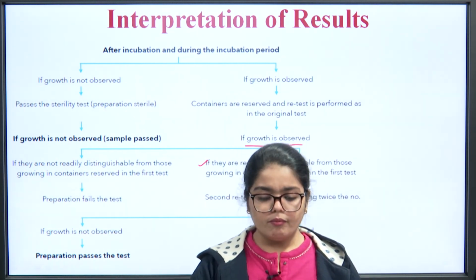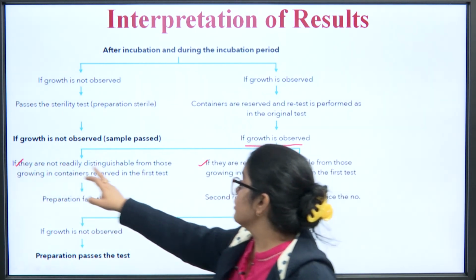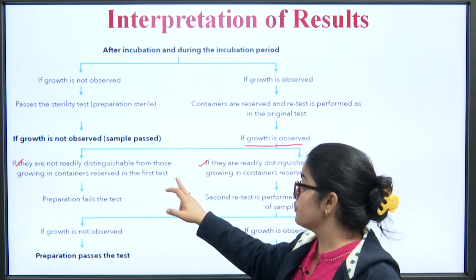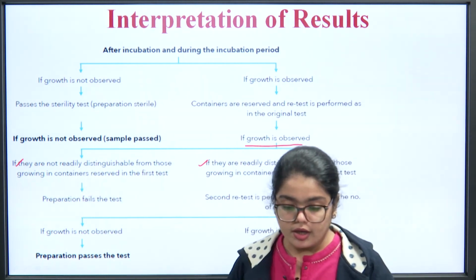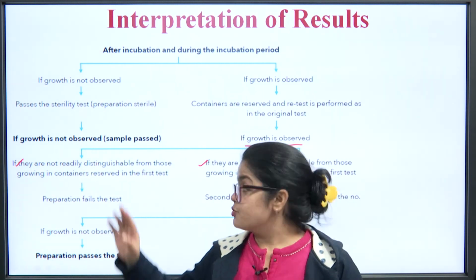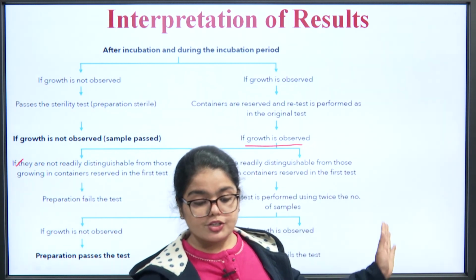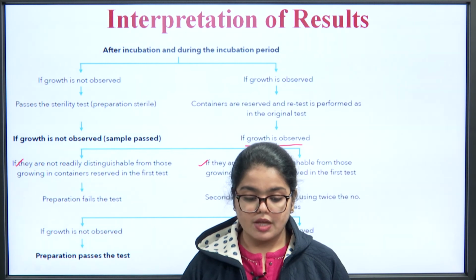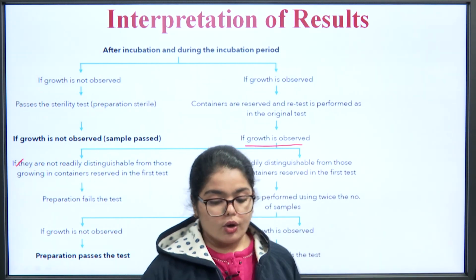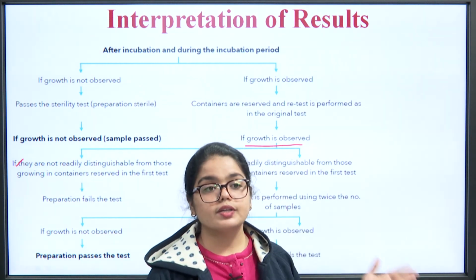If they are not readily distinguishable from those growing in the container reserved in the first test, or if they are readily distinguishable, these are the two categories that are formed. For one, the preparation fails the test, and for the other, the preparation does not fail the test and the second retest is performed using twice the number of samples. If growth is observed, the test fails again. If growth is not observed, the test is passed.